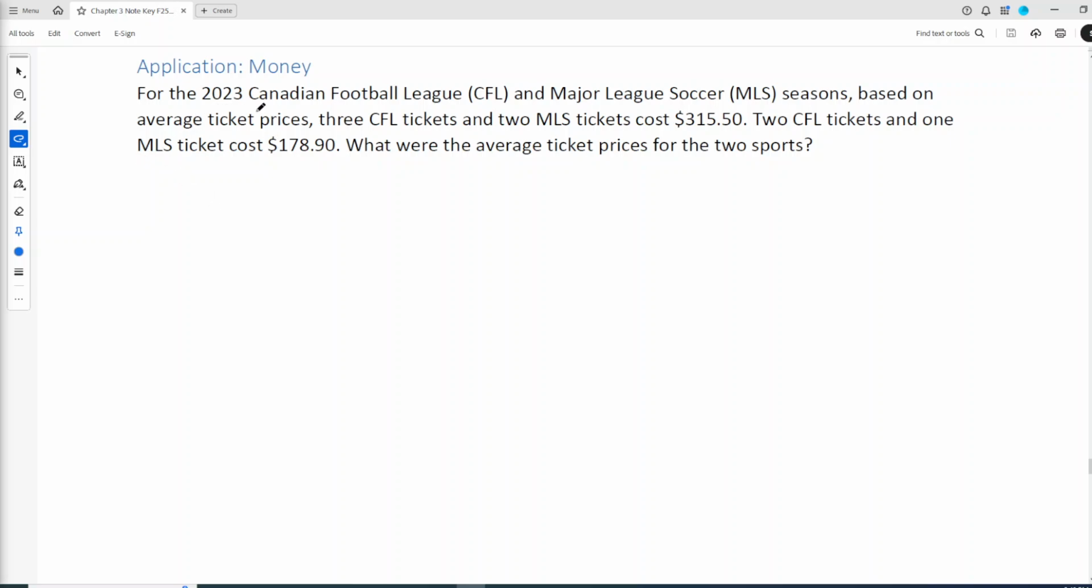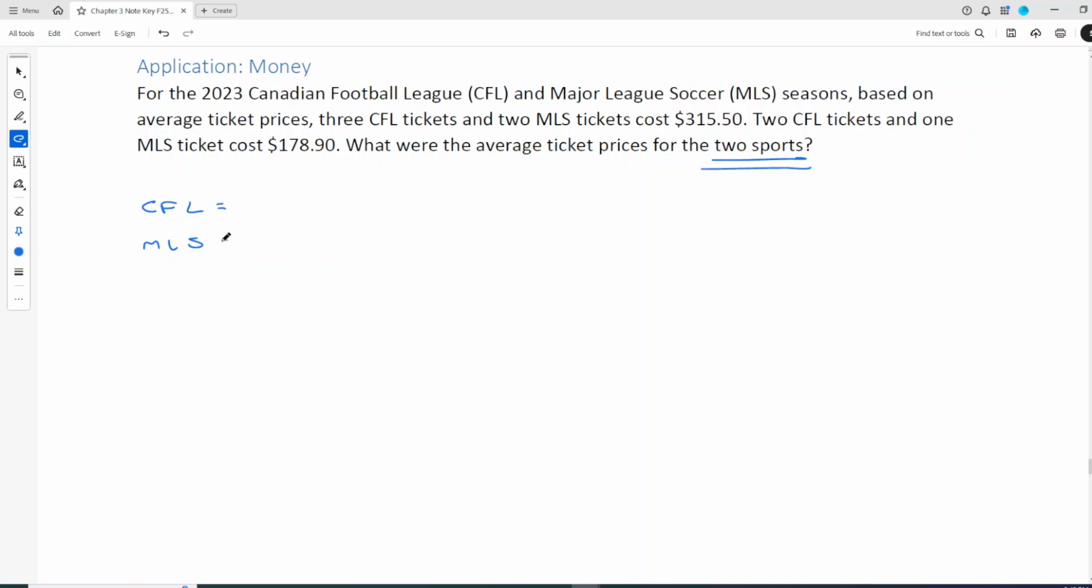For the 2023 Canadian Football League and Major League Soccer seasons, based on average ticket prices, 3 CFL tickets and 2 MLS tickets cost $315.50, whereas 2 CFL tickets and 1 MLS ticket costs $178.90. What were the average ticket prices for the two sports? So if I'm thinking about what my two variables are going to be, I'm going to have CFL and MLS.